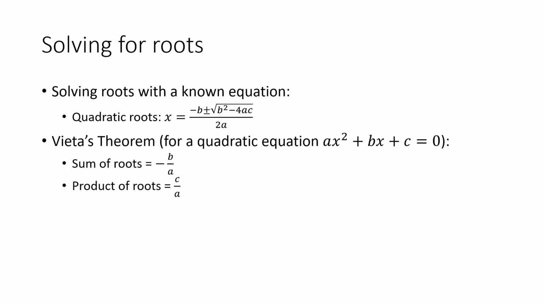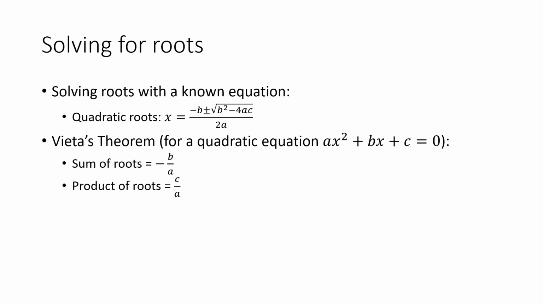Now I'll be teaching you how to solve for roots in a typical SMO question. What is very important for you to know, which is very basic, is the quadratic formula. If you want to solve for roots with a known equation, for the quadratic roots, you get x equals negative b plus minus square root of b squared minus 4ac, over 2a. Yes, you must remember this, it's very important.